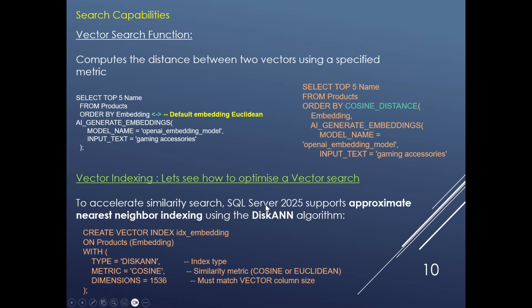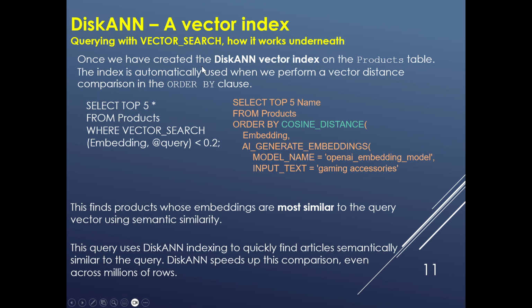Because it's a good topic, I have created one slide on this. So, what is DiskANN? The abbreviation is Disk-based Approximate Nearest Neighbor. It is an algorithm and index technique for vector search. Like Neo4j, if anybody works on this, it also builds a graph-based index optimized for faster nearest neighbor search on large data sets. Once we have created the DiskANN vector index on the product table, the index is automatically used when we perform the vector distance comparison in the ORDER BY clause.